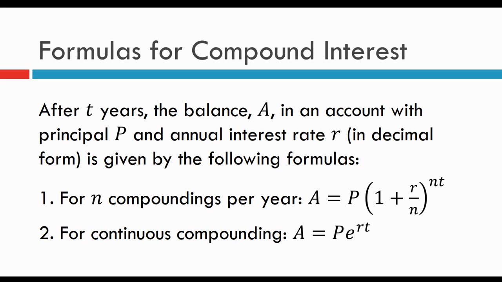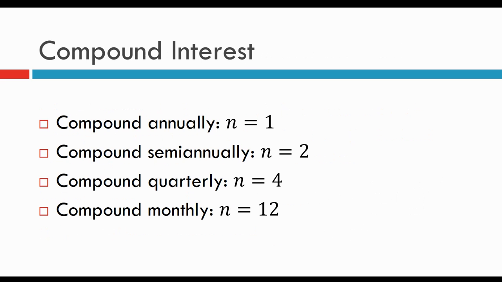Now, these are two formulas that you are going to have to memorize, and you're going to need to know the difference. Anytime it says continuous, we're using what I call PERT, that P times e to the rt. But when we're talking about n compoundings, and once again, I'll talk about what the n could be as far as vocab goes in a second, that's when we use that top equation. But we're going to have those two formulas memorized.